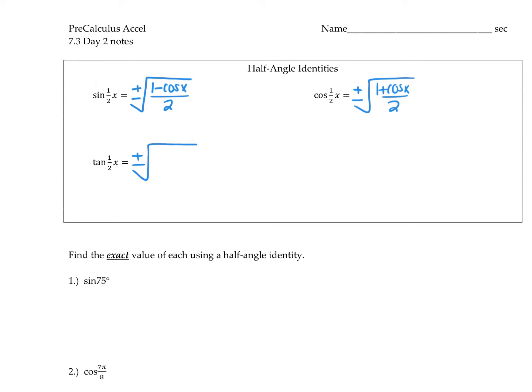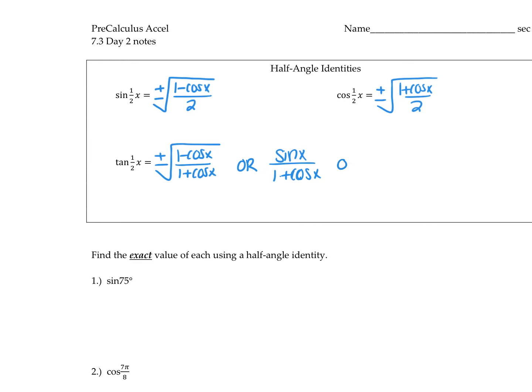One of them is if I did sine divided by cosine, so I'm going to have plus or minus the square root of 1 minus cosine over 1 plus cosine, or sine over 1 plus cosine, or 1 minus cosine over sine. So we can use any of these three options for tangent. The plus or minus is going to relate to whether that value is positive or negative in that quadrant. And so we'll talk about that a little bit more.